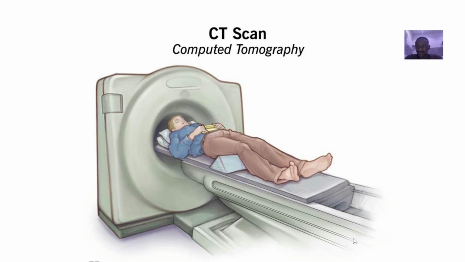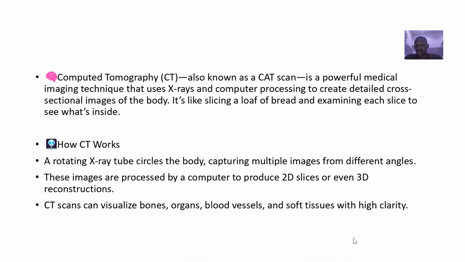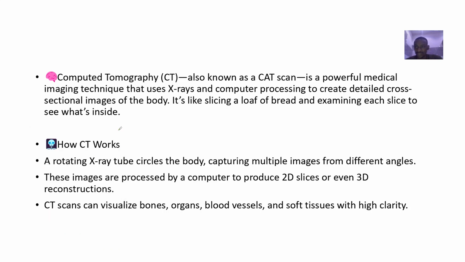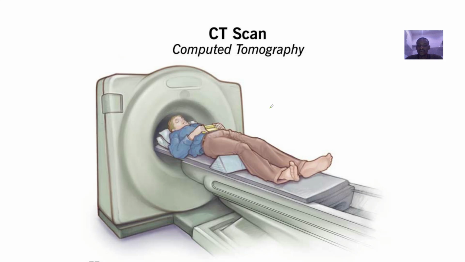So it uses X-rays. So after the X-rays, there's also some computer processing. Alright, it's a computer processing that helps to now what? Differentiate the CT scan from a normal X-ray, to help produce a detailed cross-sectional image of the body. So it's like slicing a loaf of bread, examining each slice. So the details are so much. So how does it work?